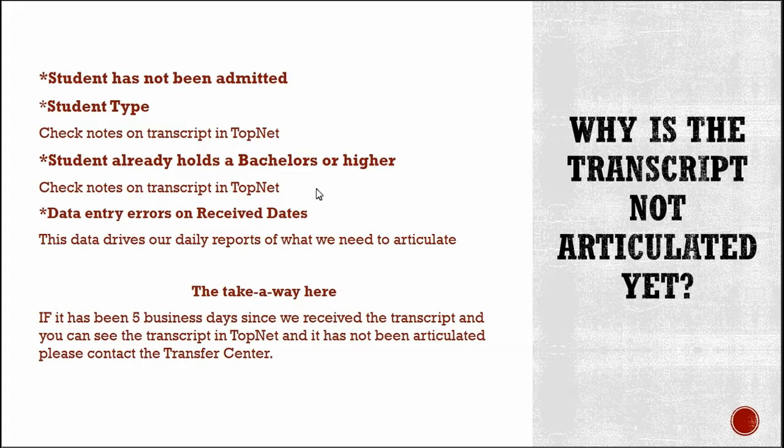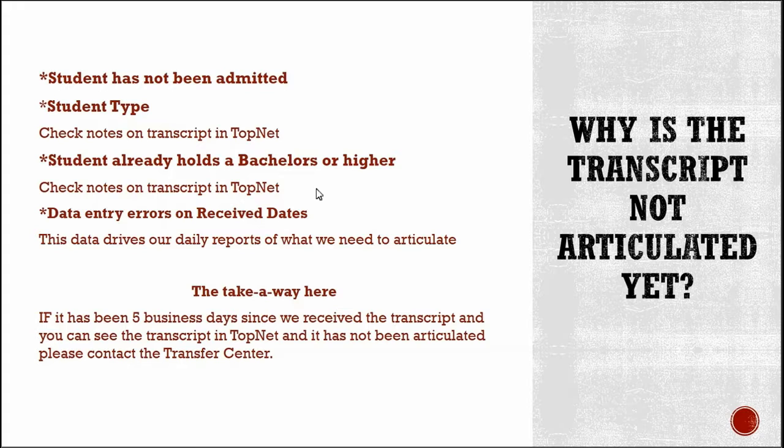If the student type, so if the student has been listed as a visiting student, if they've been listed as a grad student, we're not going to articulate that transcript. So you should always check the notes on TopNet on the scanned image documents and see what notes we have put on there. If we're not going to articulate it, we're going to tell you that, and we're going to tell you why. If the student already holds a bachelor's or higher degree, once again, check the notes on the transcript. We're going to tell you if they already hold a bachelor's, we're not going to articulate.